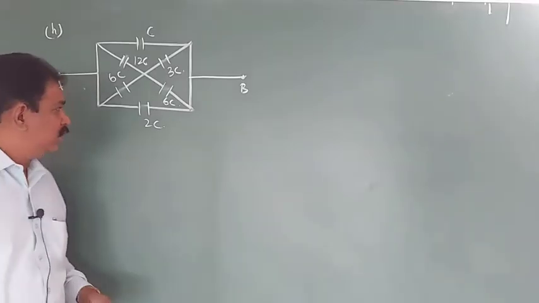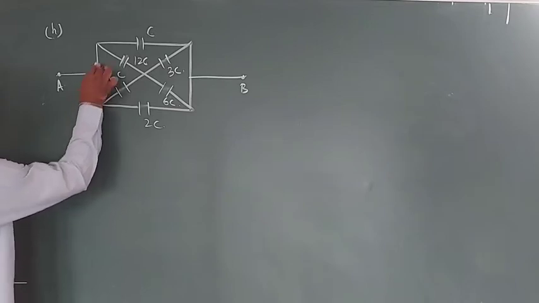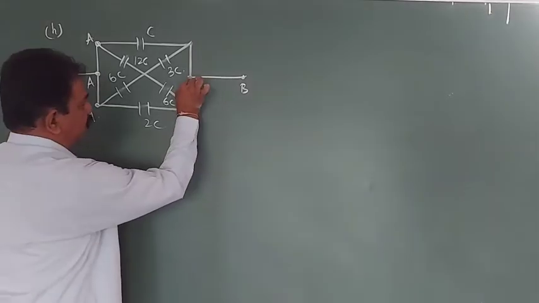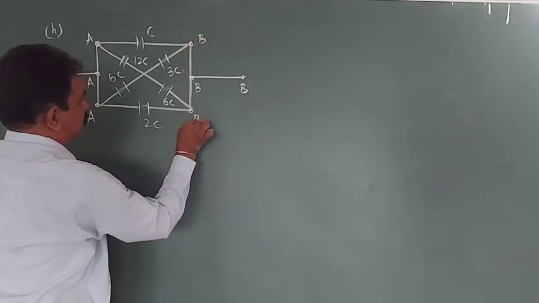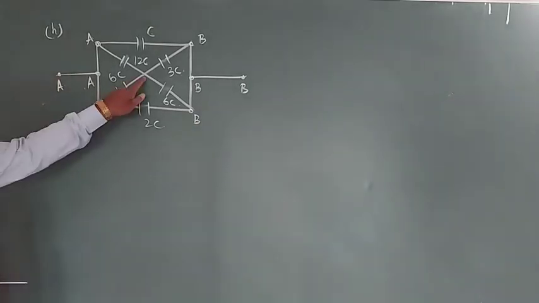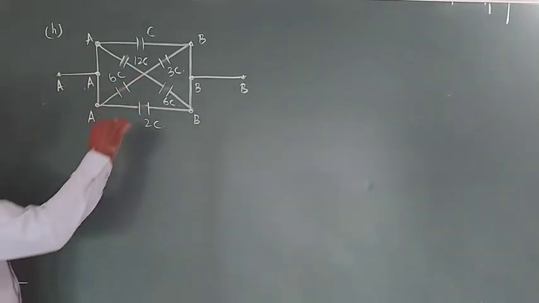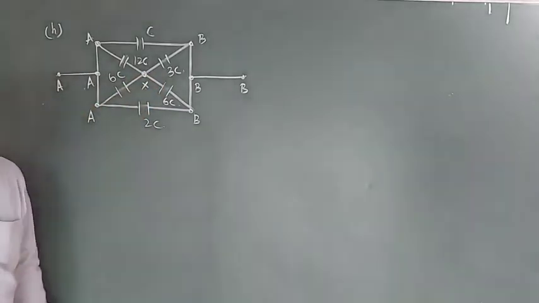Clear? Then how to do this? See, here A, here also A, here also A, here also A. Here B, so this is B, this is B, this is B. Here one more point is there. I am assuming this is O or any point X, whatever point you can take.